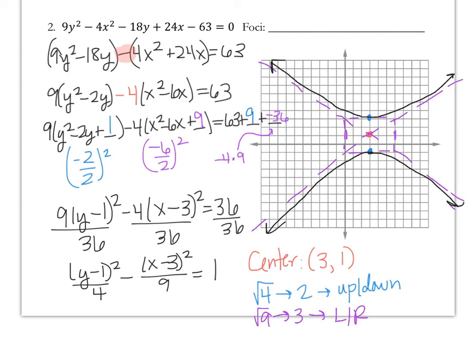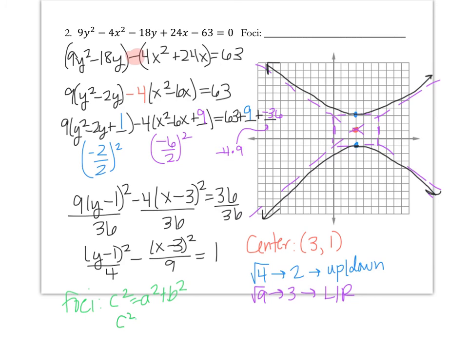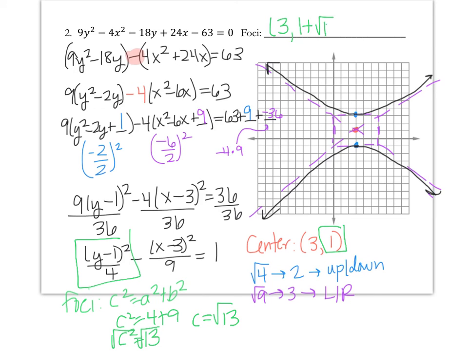Okay. And last step is finding the foci. To find the foci, we're using the formula c squared equals a squared plus b squared. That's going to be c squared equals 4 plus 9. So c squared is going to be 13, which means c is the square root of 13. And then in this one, y was that first fraction, so y is in control. So that's going to get added onto the y value of the center. That's 3 comma 1 plus radical 13, and 3 comma 1 minus radical 13.